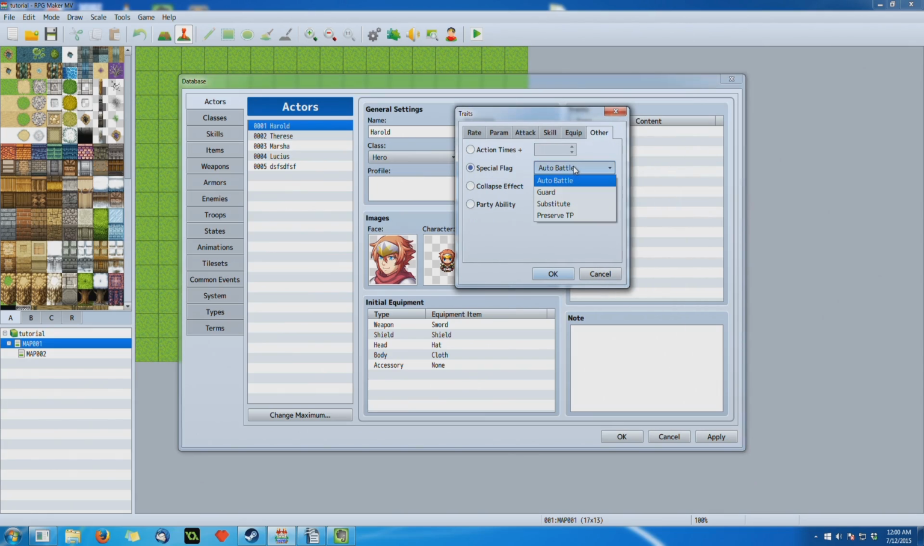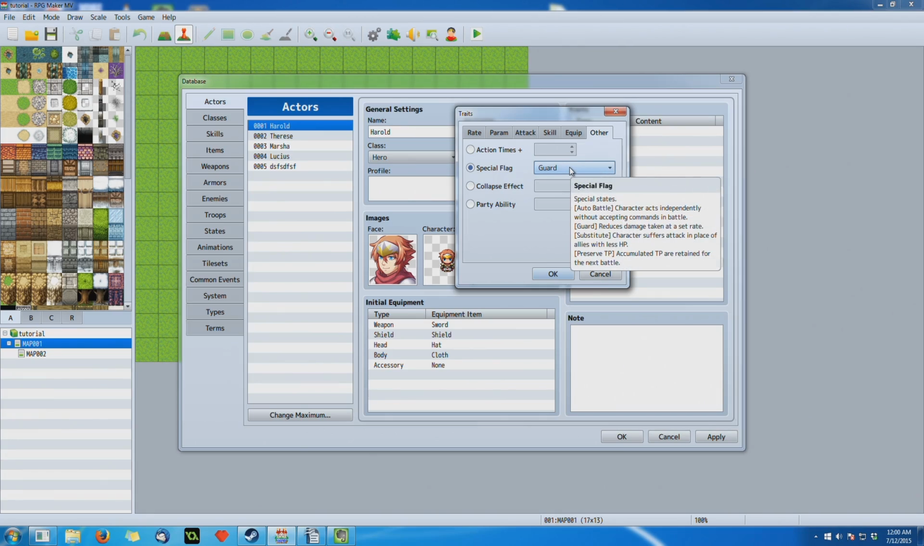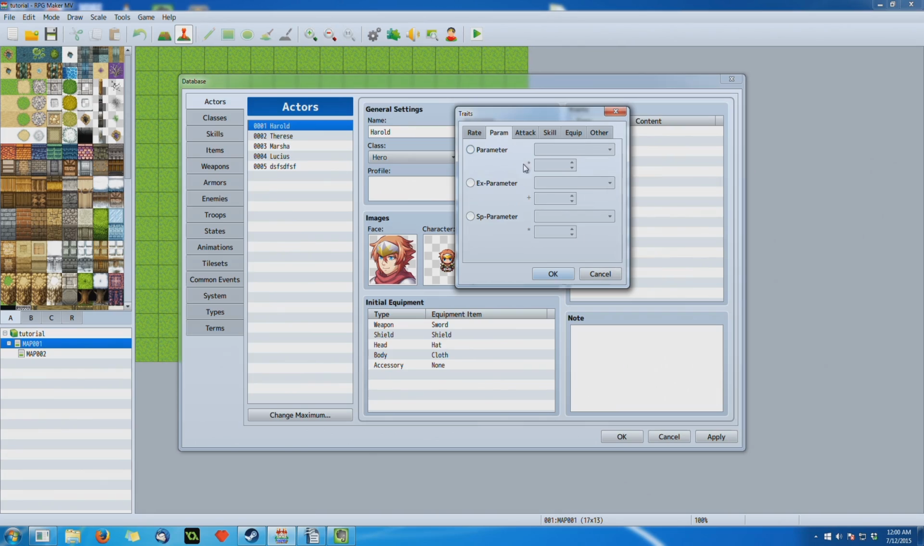Then we have a special flag here, and there's all different things in here. We have auto battle, and this means that whoever we have set auto battle is no longer controlled by us, the player, but is now AI controlled. So if we set our other party members here to auto battle, that means they'll be controlled by the AI and not us. Special flag guard uses the guard parameter that I was mentioning before. So this is what that does.